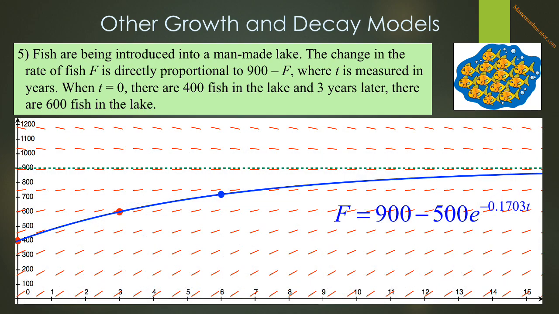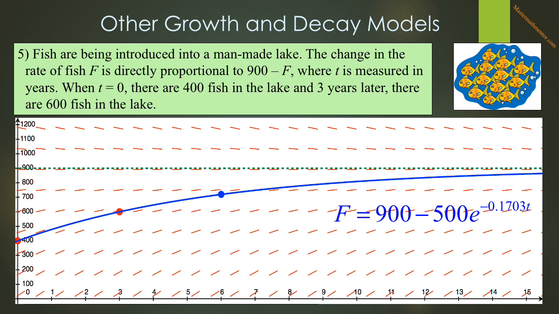Finally, here is a graph of the slope field, the differential equation, and the particular solution. Note that it goes through 2 points in red, (0, 400) and (3, 600), and the point that we found, (6, 720), in blue. The curve is asymptotic to the line y is equal to 900.